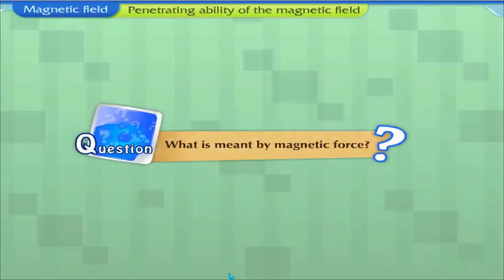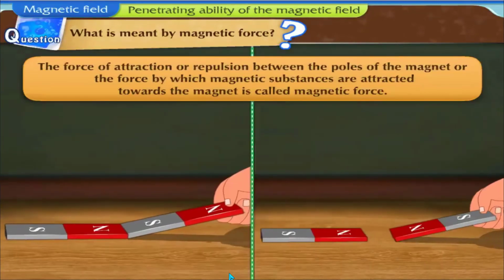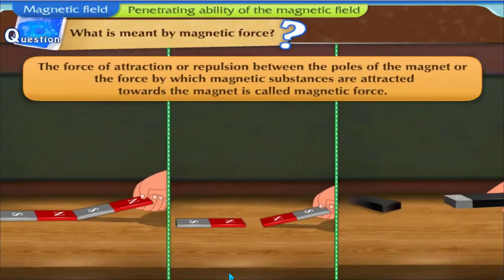What is meant by magnetic force? The force of attraction or repulsion between the poles of the magnet, or the force by which magnetic substances are attracted towards the magnet, is called magnetic force.